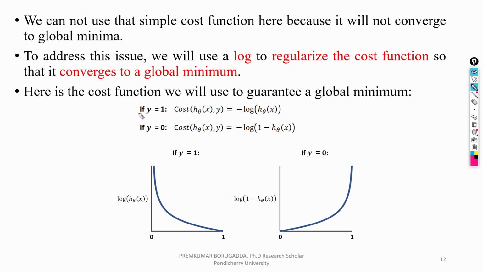If the y value is 1, the cost function will be this. If the y value is 0, the cost function will be like this. When y is 1, the graph looks like this, and when y is 0, the graph looks like this. How we get these two terms, we will see.